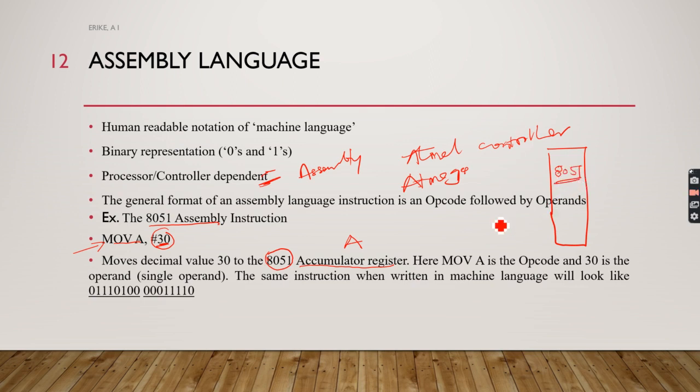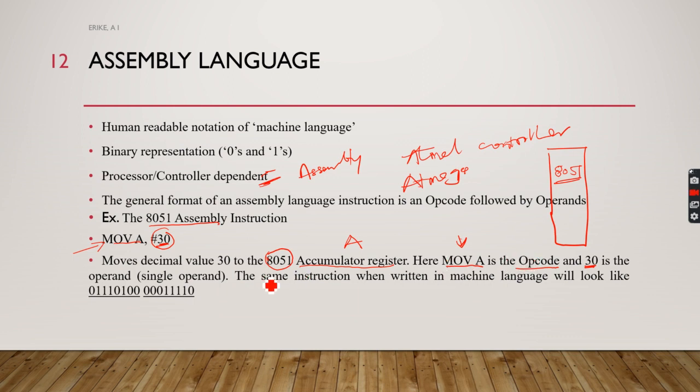You need to have the knowledge of it before you begin to write. So you need to know different registers so you can actually refer to those registers. Here, move A is the opcode, the instruction you are giving, and then for that instruction, what is the data that is going to be carried out to do that? It is 30, which is the operand, the single operand is the data.